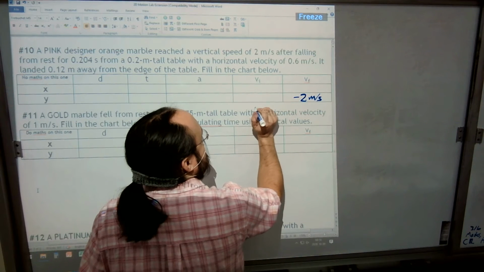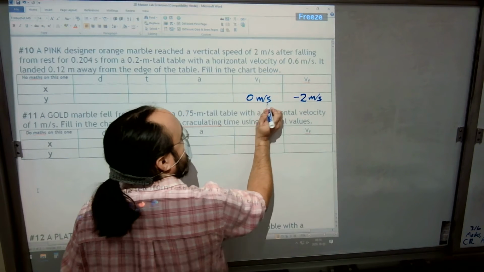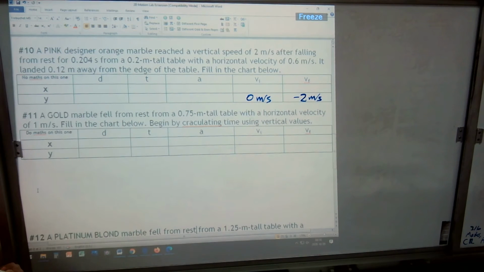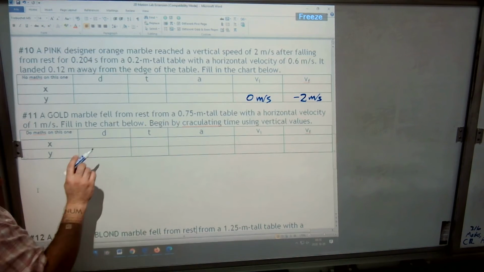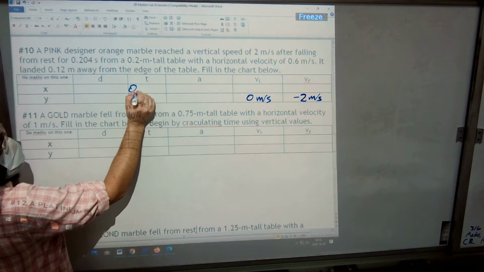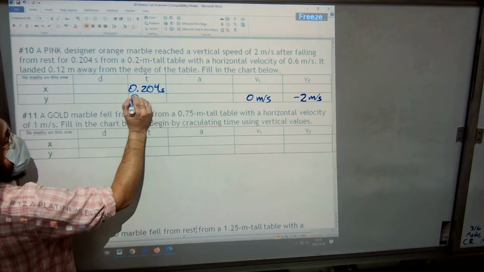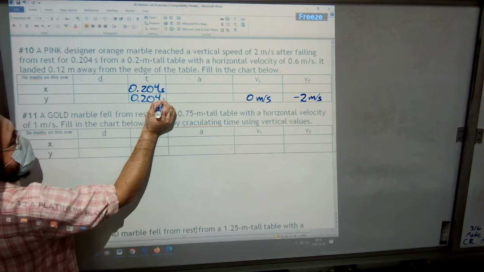So that would be its vertical initial velocity. Falls from rest for 0.204 seconds. That's very specific. Time always goes in both boxes. Whenever you either calculate or are given the time like this, it goes in both of the boxes.